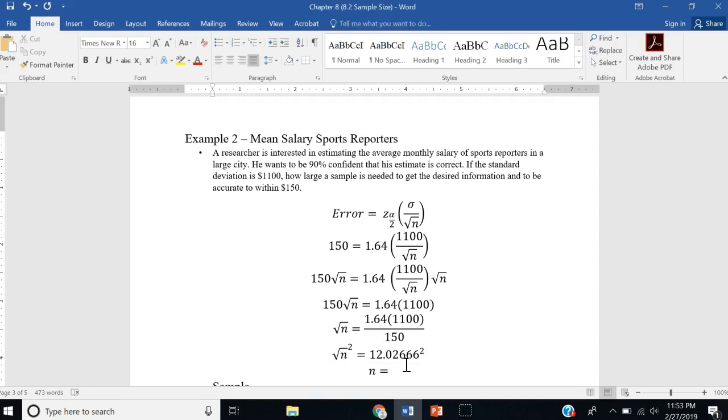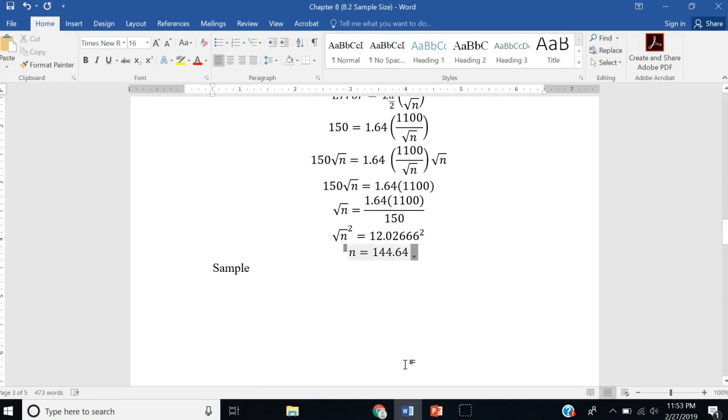And what I got is that my sample size to be precisely $150 worth of error would have had to have been 144.64. So that's what you would need to get precisely 150 worth of error. We want to be within 150, so we would sample 145. Well, in this case, we're talking about sports reporters.